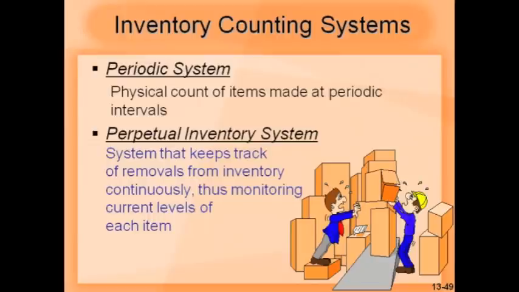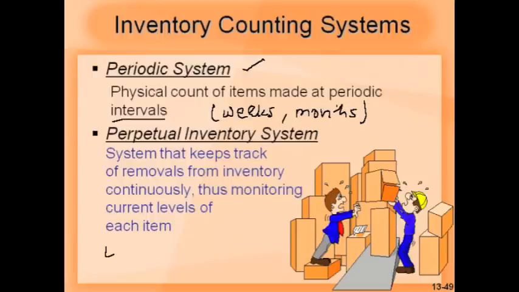So coming to the first one, which is the inventory counting system. The first is the periodic system. As the name suggests, a physical count of items is made at periodic intervals. This interval could be in weeks or it could be months. So it depends on the situation. Then there is a perpetual inventory system, a system that keeps track of removals from the inventory continuously. So every time any change happens, it is being tracked, thus monitoring current levels of each item.